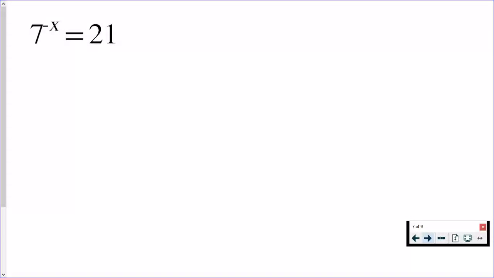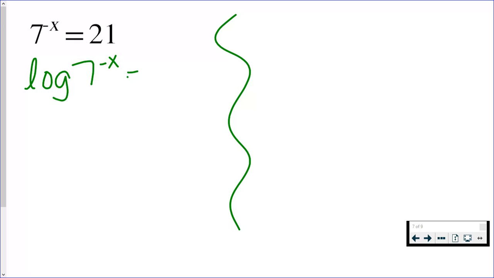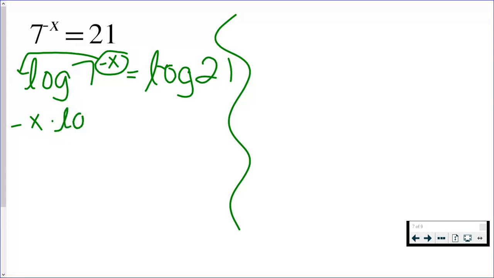I have one more example. It's the same thing. You have two options. You can either go in and change it into log form immediately, or take the log of both sides. So I'll show you both ways pretty quickly. So all I'm doing is writing log on both sides. Then I'm going to use my power property. Then I'm going to move the log of 7 to the other side by dividing.